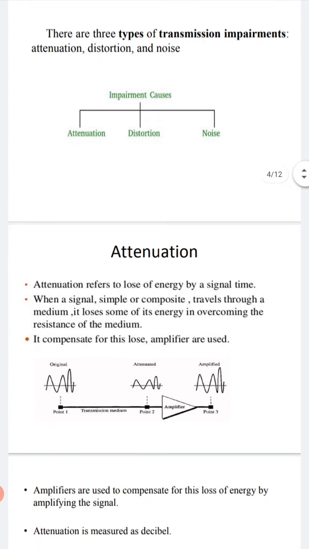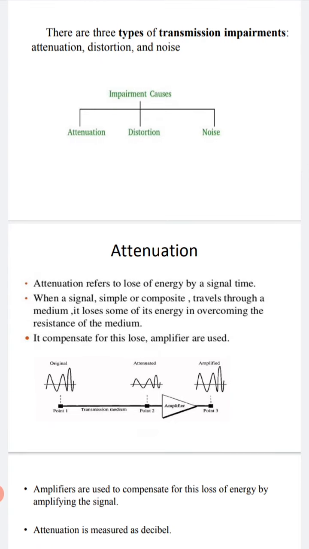There are 3 types of transmission impairments: attenuation, distortion, and noise. These are the 3 different types of transmission impairments.